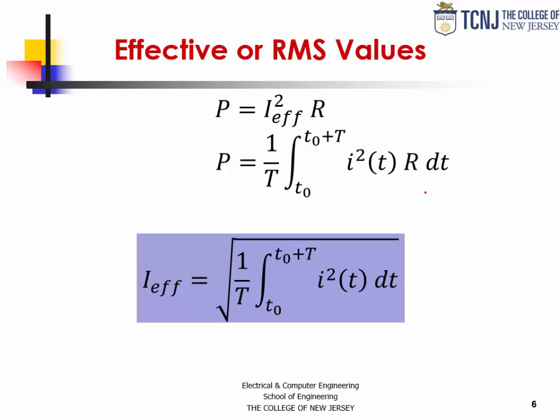And I would like to go back to the previous slide and highlight that this I effective is also called the RMS current. We are calculating the root mean square of the current by integrating the squared time signal over a full period, any time interval that represents a period, dividing by the period, and then taking the square root of that quantity.